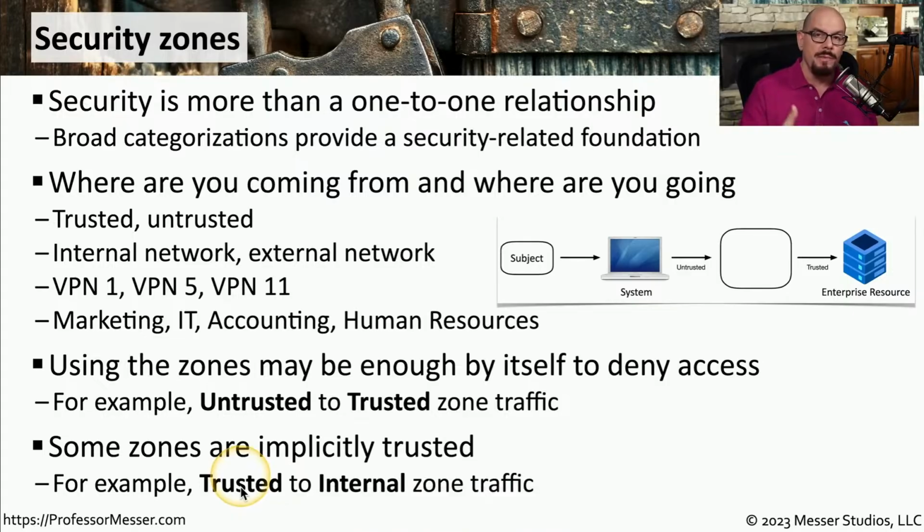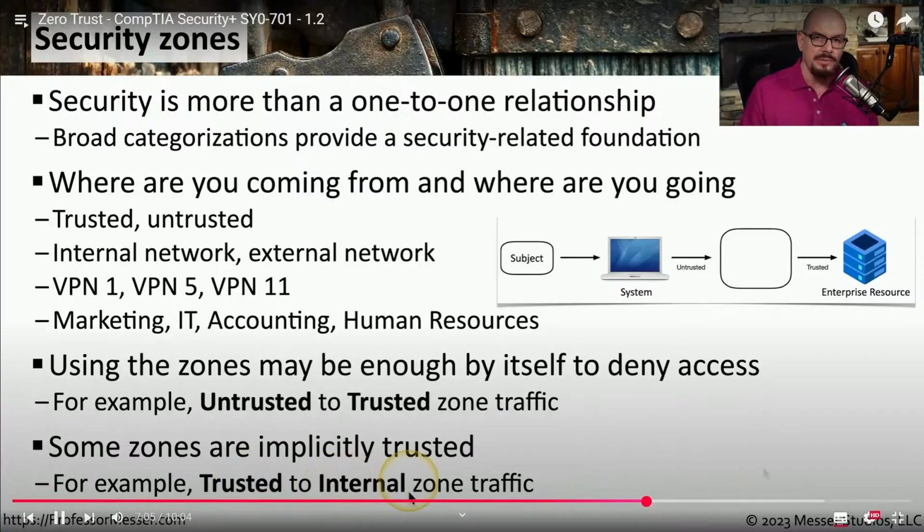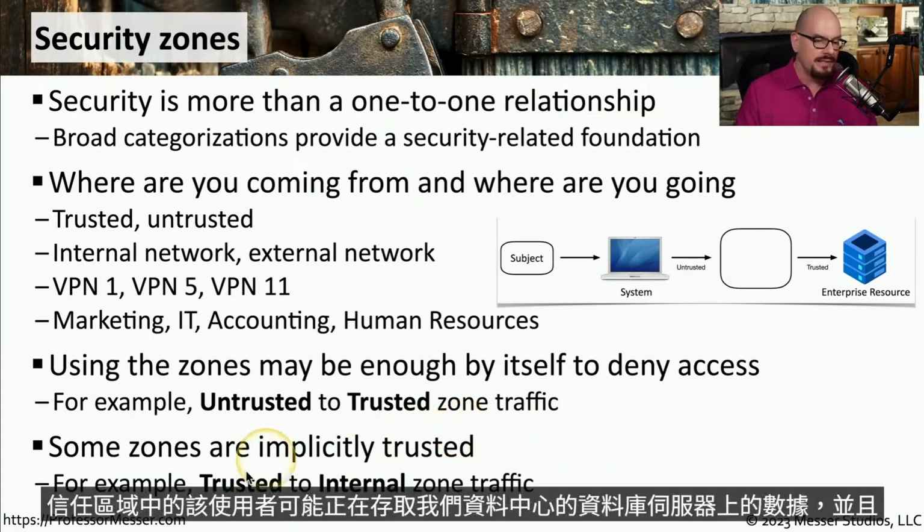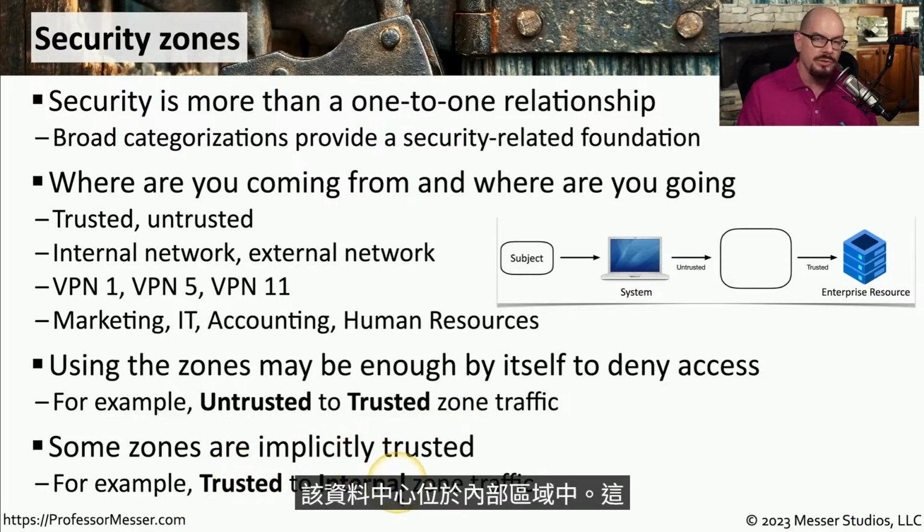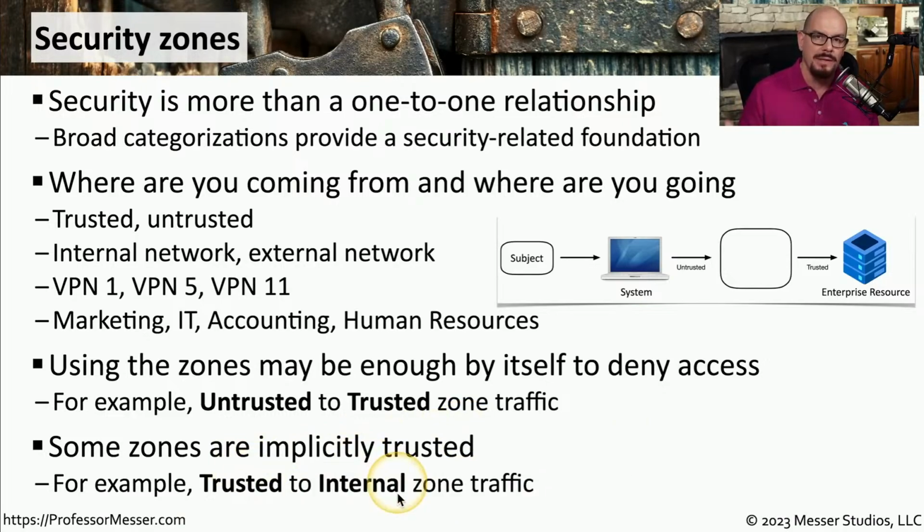This user in the trusted zone may be accessing data on a database server that's in our data center, and the data center exists in the internal zone. This might allow us to create some policies that says if anyone's communicating from the trusted zone to the internal zone, that portion of the communication is implicitly trusted.